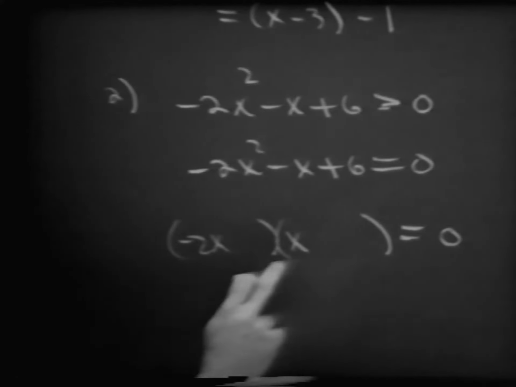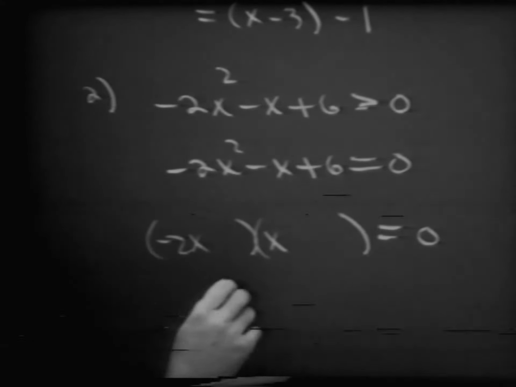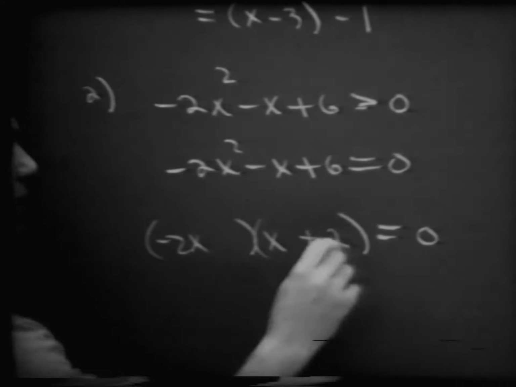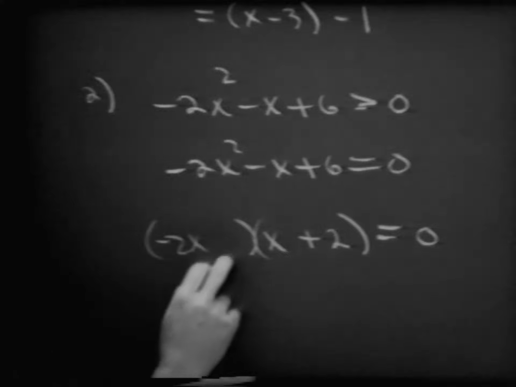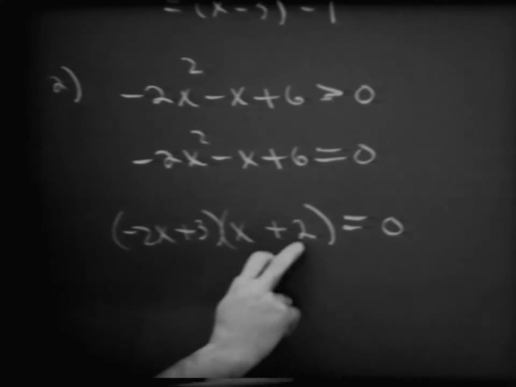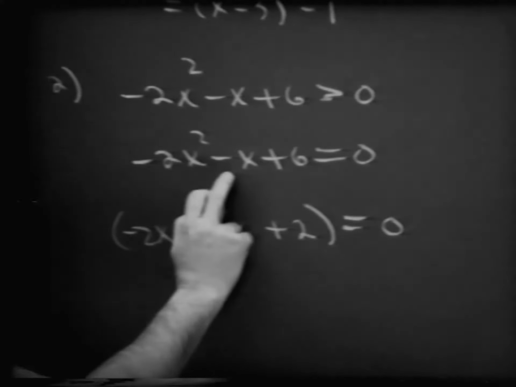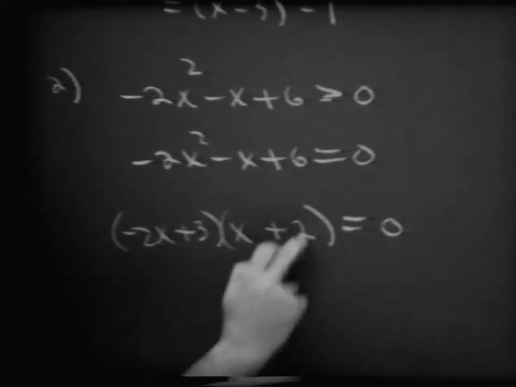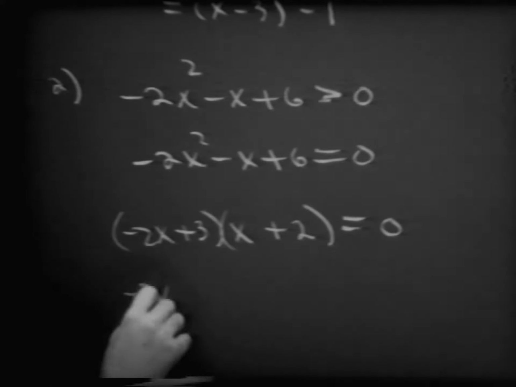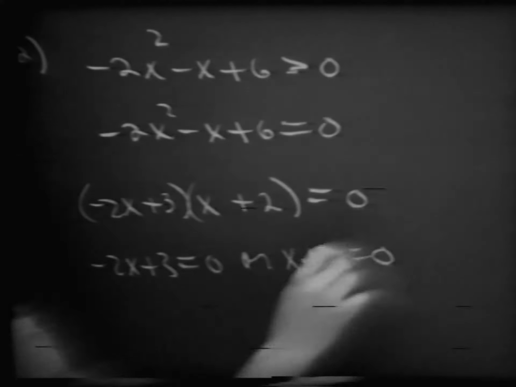And does anyone see any combination here which is then going to be able to factor this? A +2 on the right, and I think it's a positive 3 on the left factor. Is that right? Because then we'll have what? A negative 4x plus 3x is a negative 1x, and 3 times 2 is 6. Therefore, negative 2x plus 3 is equal to 0, or x plus 2 is 0.